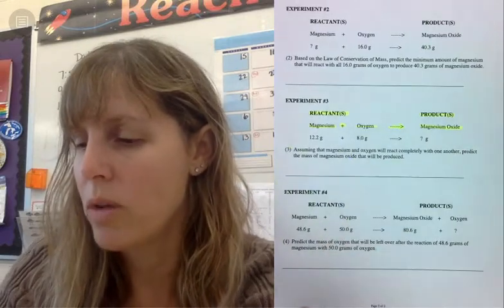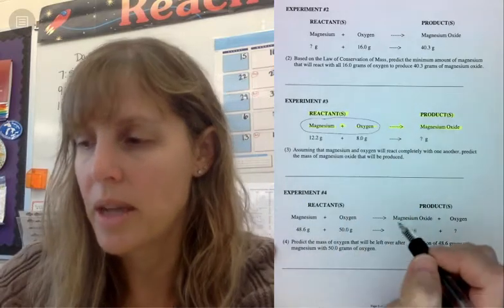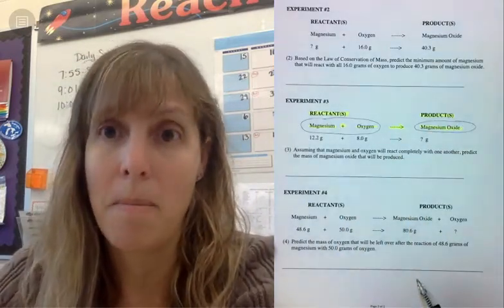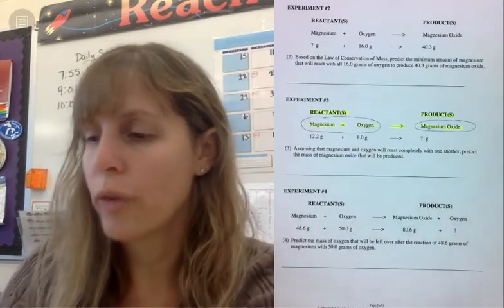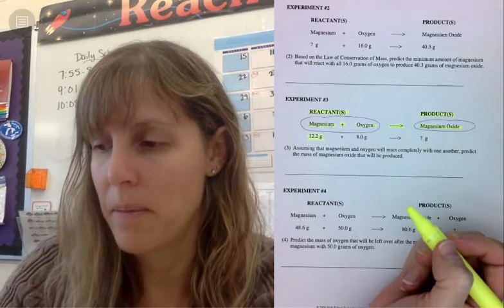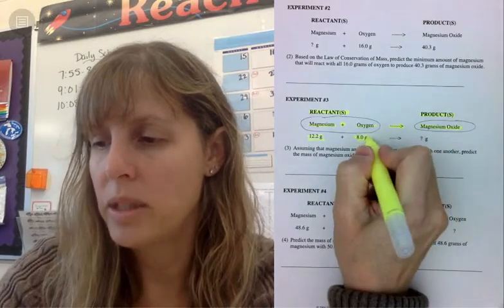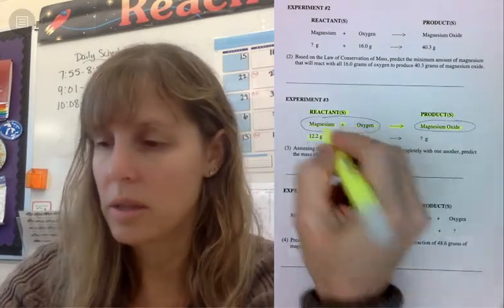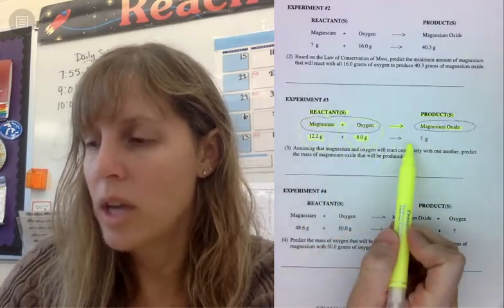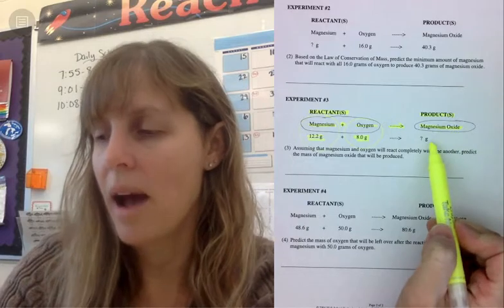So the law of conservation of mass really says that whatever you do on this side, whatever you put together, will appear on the other side in the same amount, okay? So if we look right here, they're saying that we have 12.2 grams of magnesium and 8.0 grams of oxygen. See this? Magnesium, oxygen, okay? After we put energy in, when we get magnesium oxide, how many grams will we have?